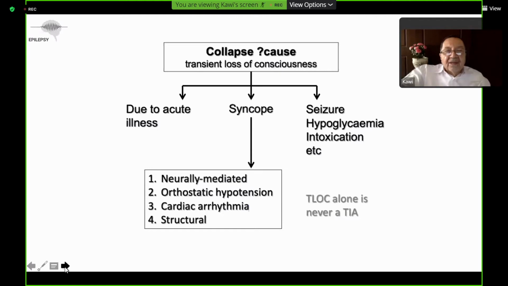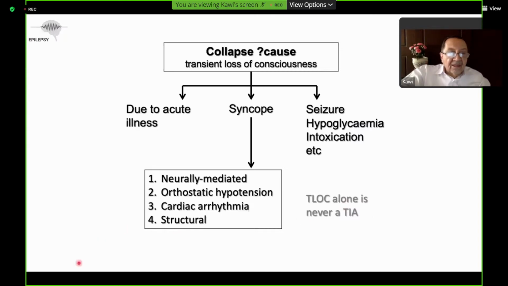So the patient collapsed, what is the cause? There is transient loss of consciousness. Is it due to acute illness? Is it a syncopal episode? Or is it a seizure? Is it associated with hypoglycemia, intoxication, etc.? Total loss of consciousness alone is never a transient ischemic attack.